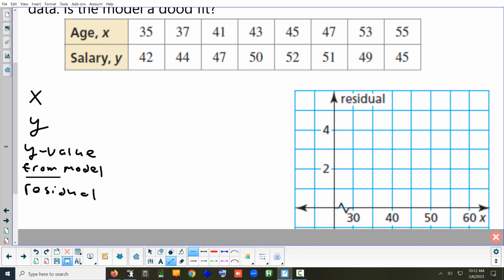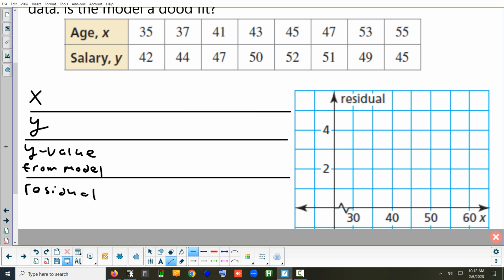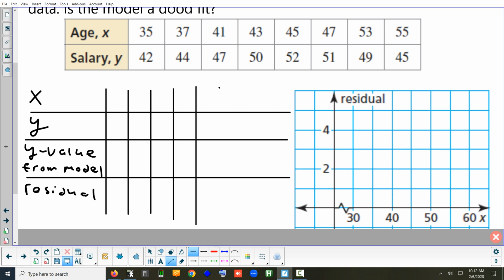Okay, so let me just make a table. And how many do I need? 1, 2, 3, 4, 5, 6, 7. I need 8 of them. Is that 8? 1, 2, 3, 4, 5, 6, 7, 8. Perfect. You're not going to have to do this for more than 8 points, because if you start getting into like 50, 60, 70 points, it's going to take forever. So, 8 points, 9 points, that's a good amount.